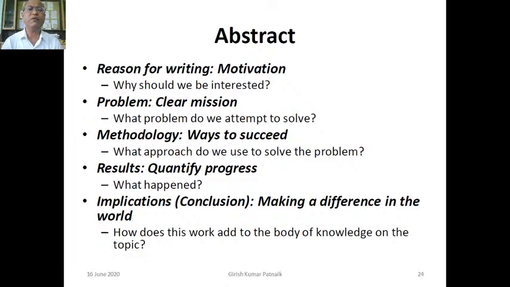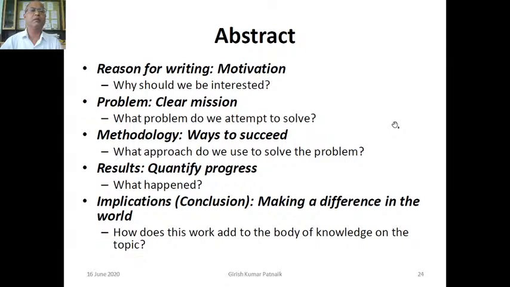In that paragraph, if you write 2 sentences for each of these points, for motivation 2 sentences, for problem statement 2 sentences, methodology 2 sentences, and so on, you will get 10 sentences. 10 sentences are good enough for a paragraph, and that is how we need the abstract. So whenever you write an abstract, make sure that these 5 points are always covered.